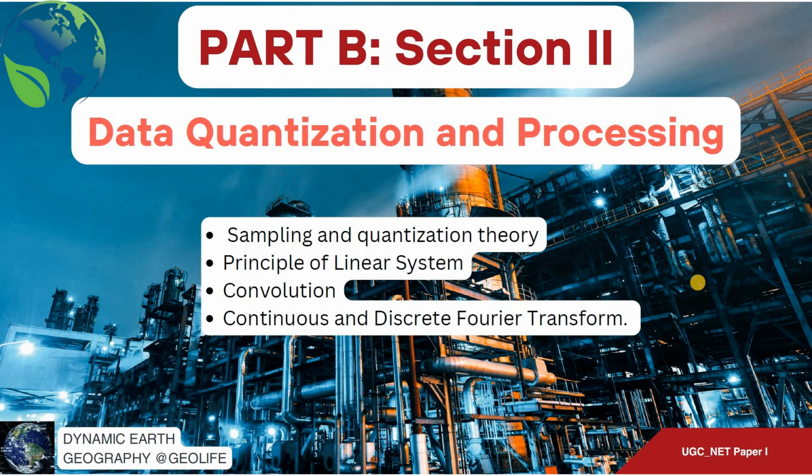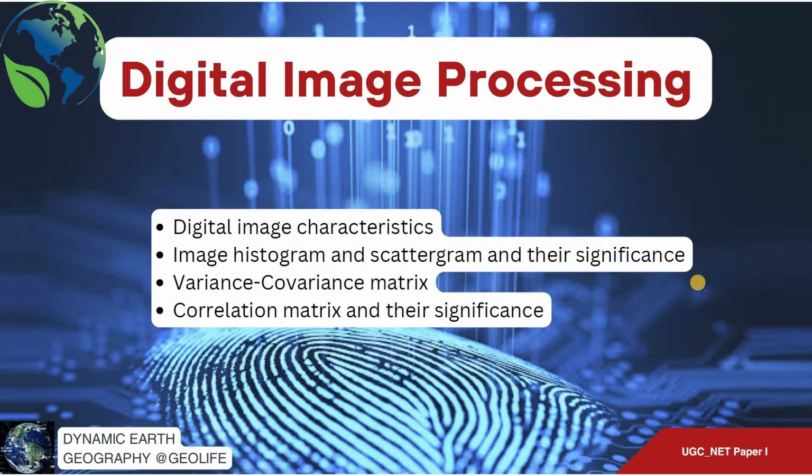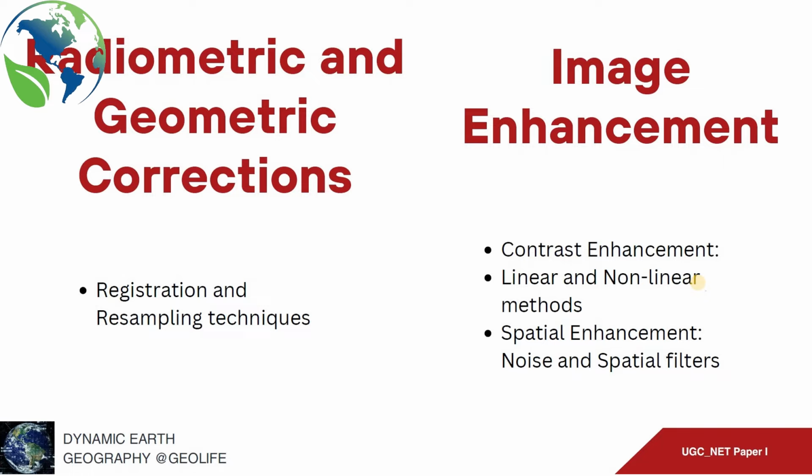And in section 2 of part B, we have data quantization and processing, and inside that we have sampling and quantization theory, principle of linear system, convolution, and continuous and discrete Fourier transform. Then in digital image processing, we have digital image characteristics, image histogram and scattergram and their significance, variance-covariance matrix, and correlation matrix and their significance. Then radiometric and geometric corrections will have registration and resampling techniques.